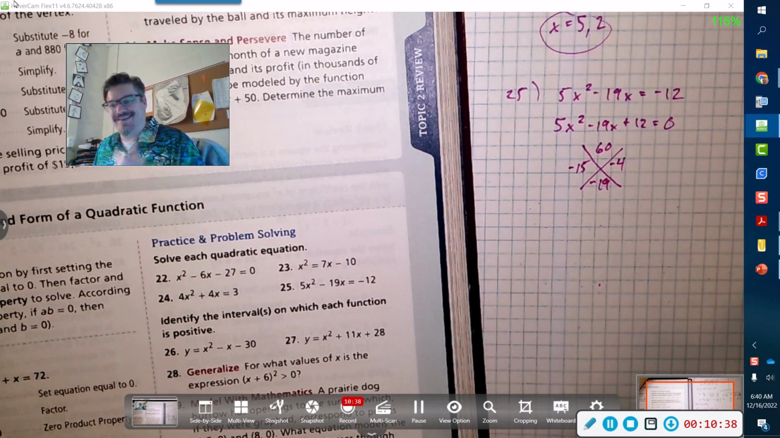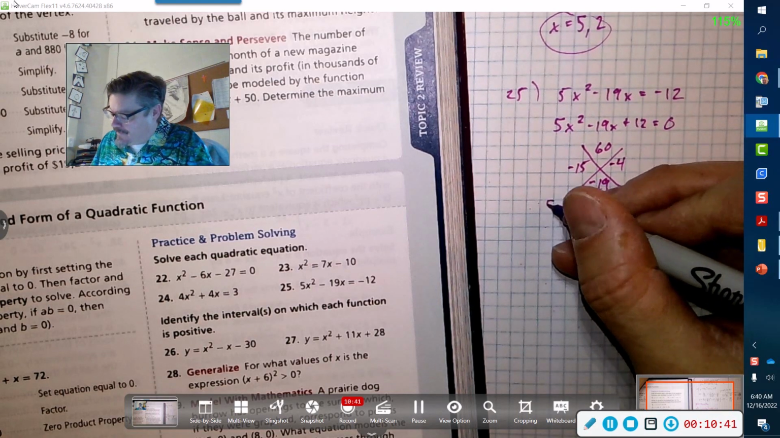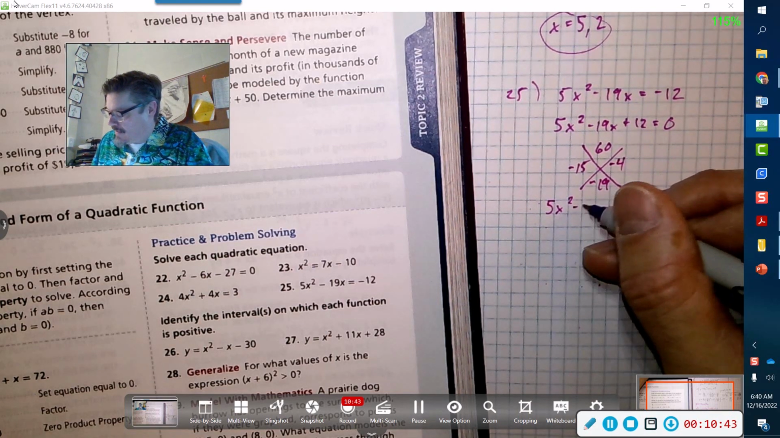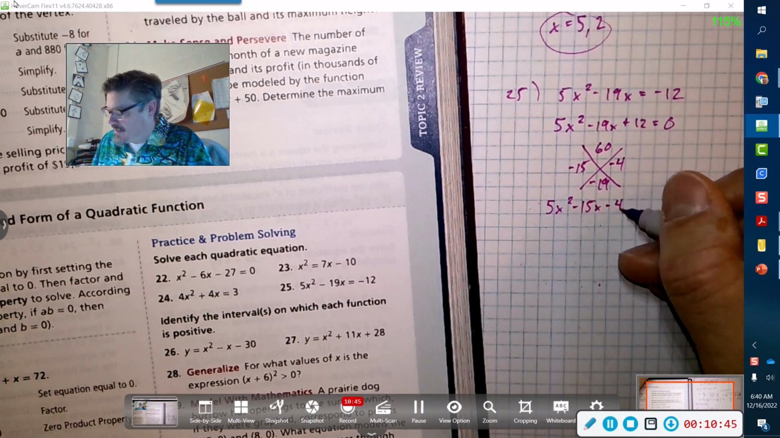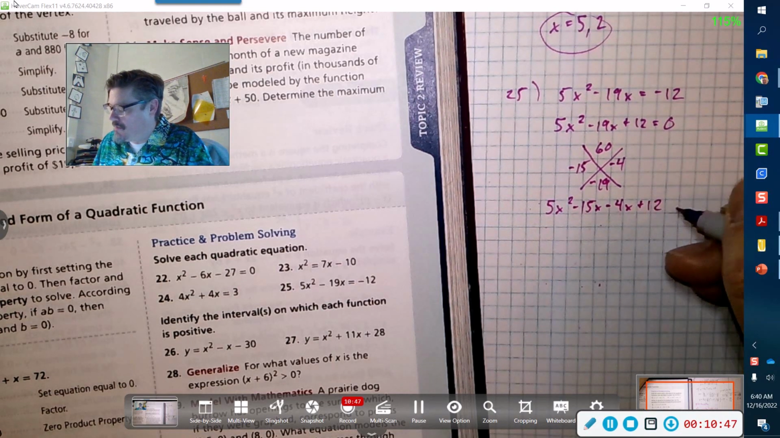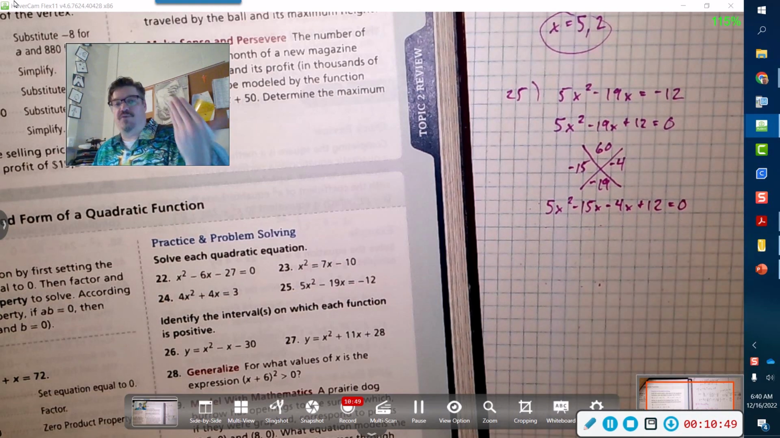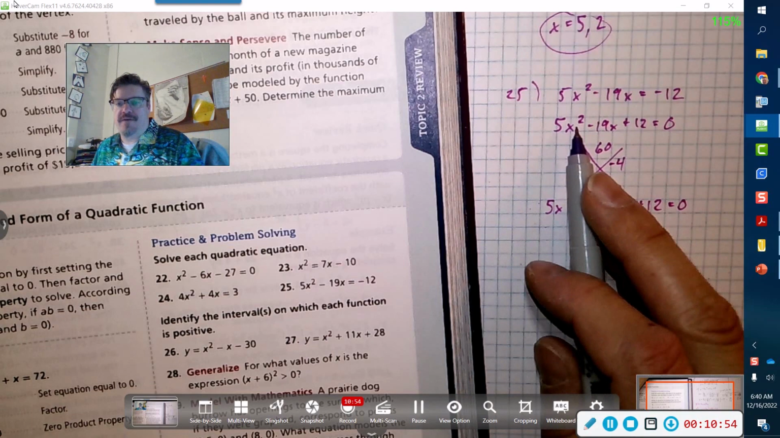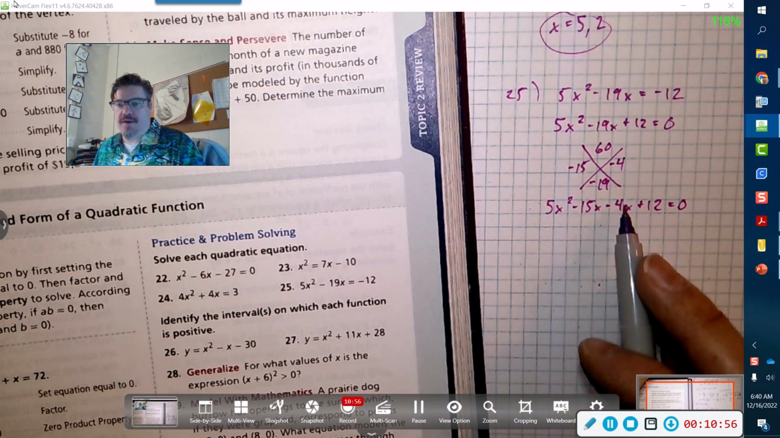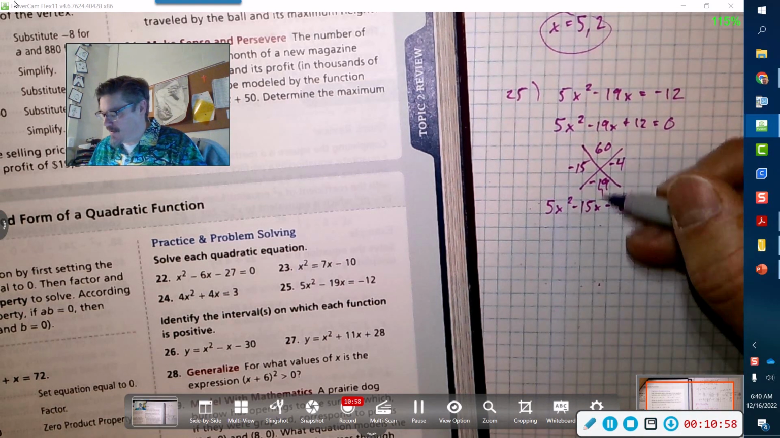That might take you a few more minutes, but that's just something I could see because I've done this many times. I might have even done this problem many times. So anyways, drop everything down. Then I split it in half.